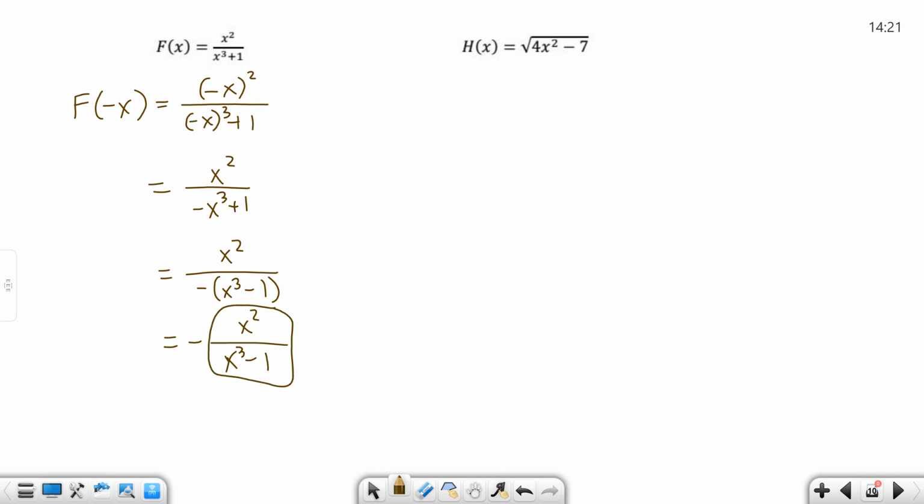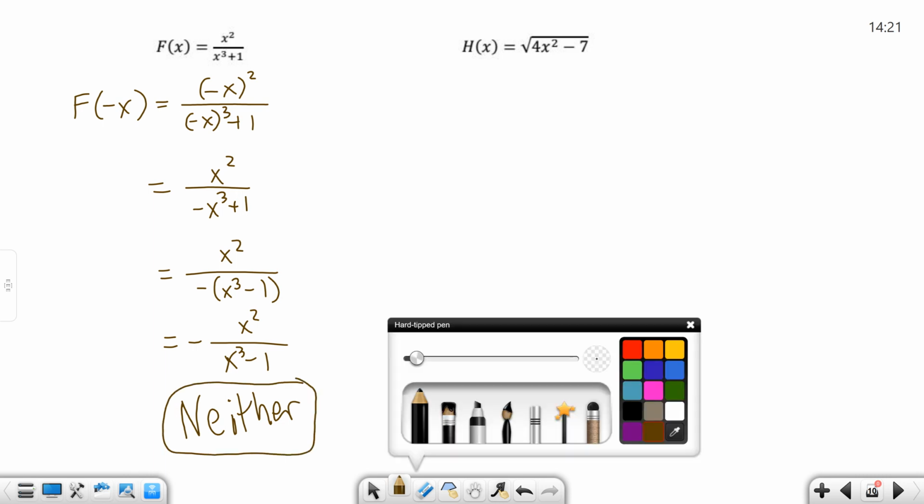Is this my original expression? No, it's not. So guess what? This is neither even nor odd. Okay? That ain't either one of them.